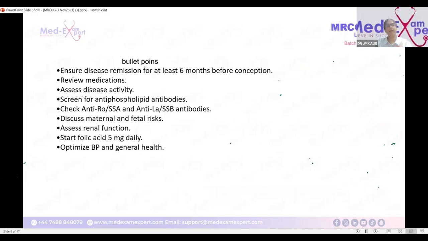So this is the same as I have explained just now. These are just the bullet points, okay? But you ensure that disease remission is for at least 6 months before conception, because the chances of healthy pregnancy outcomes increase. So you need to speak this, right?